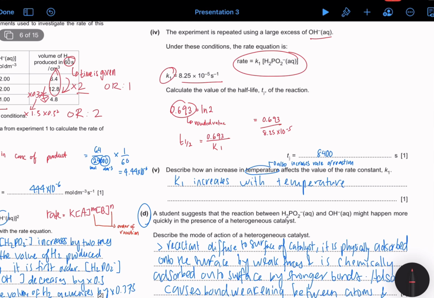Alright, question v. Describe how an increase in temperature affects the value of the rate constant. Again, this one is very straightforward. k1 increases with temperature, and an increase in temperature increases the rate of reaction. That's why k1 is directly proportional to your temperature.